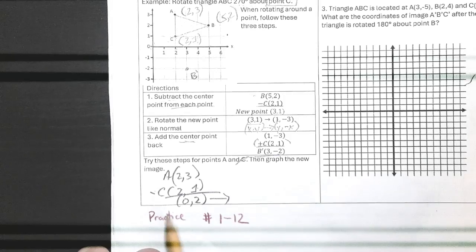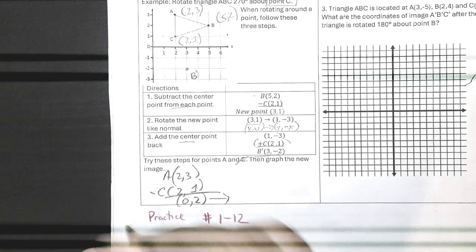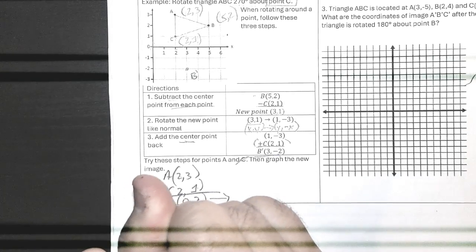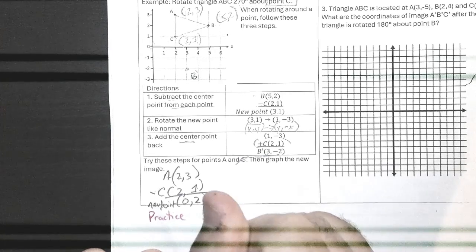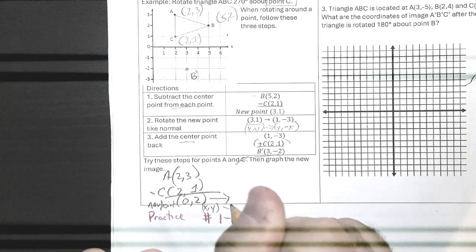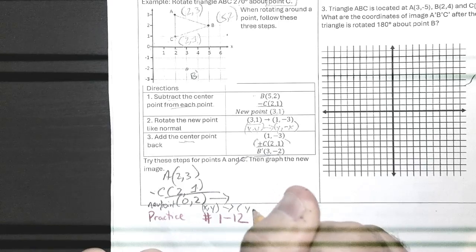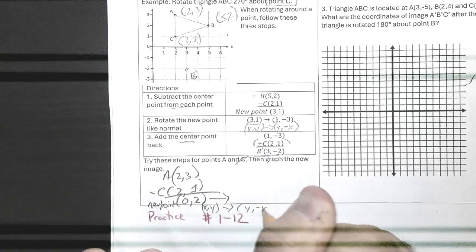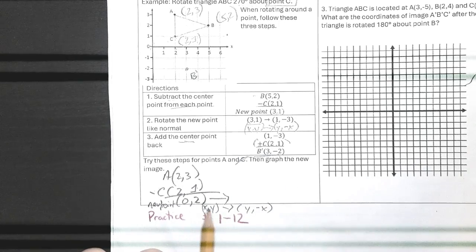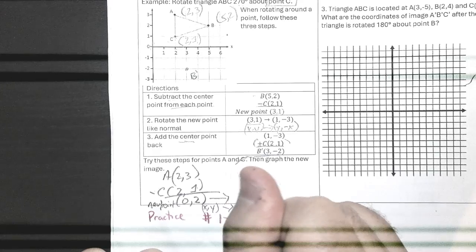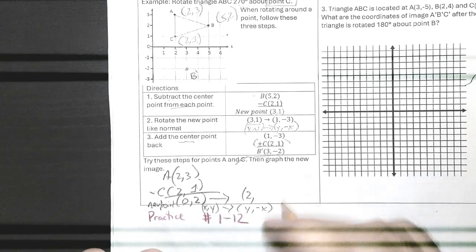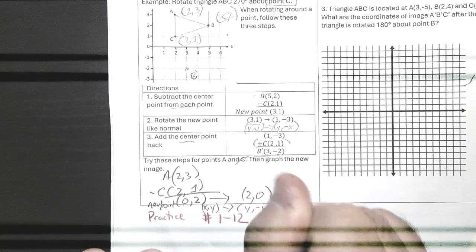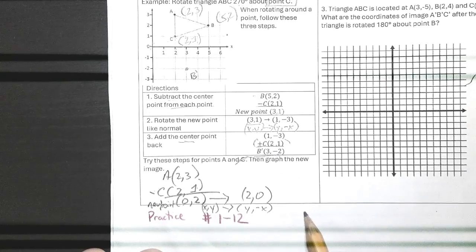Excuse me. So adjusted here. I'm just going to write this new point. Now the rule (x, y) is (y, negative x). So y is 2 comma negative x. Well, x is 0, so 0 is neither positive nor negative. So 0 is just going to come along for the ride.